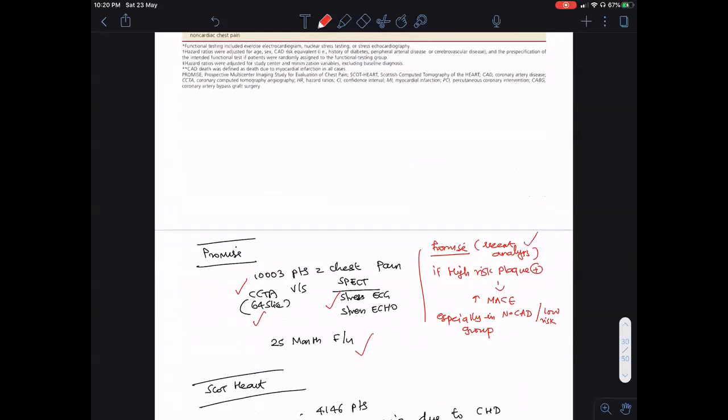There has been a recent PROMISE analysis in which the investigators additionally looked at high-risk plaque morphologies. If patients had a high-risk plaque on the CT, they found that this increases MACE. This especially was found to be true in patients who had non-obstructive CAD and in low-risk patients. So when you are low risk with some chest pain and you have high-risk plaque morphology, this was found to increase MACE, at least in the PROMISE subset.